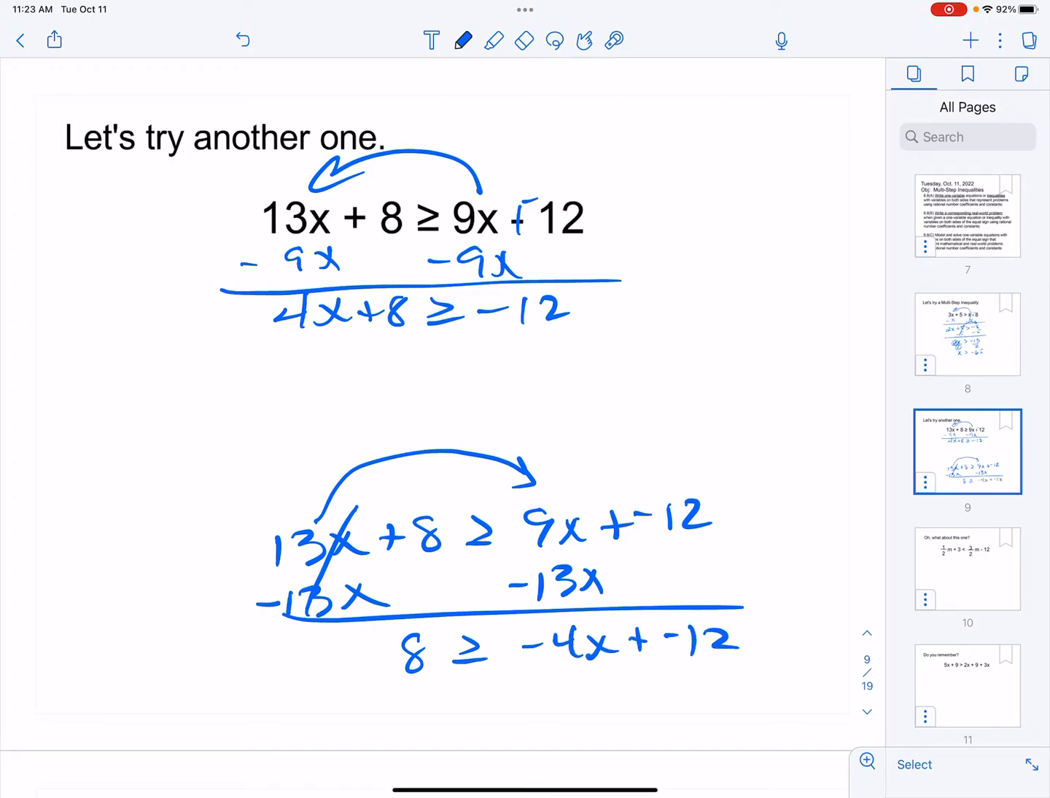And you'll notice those two are basically the same. Now I move this 8 over to be with the negative 12. So minus 8, we end up with 4x is greater than or equal to negative 20.